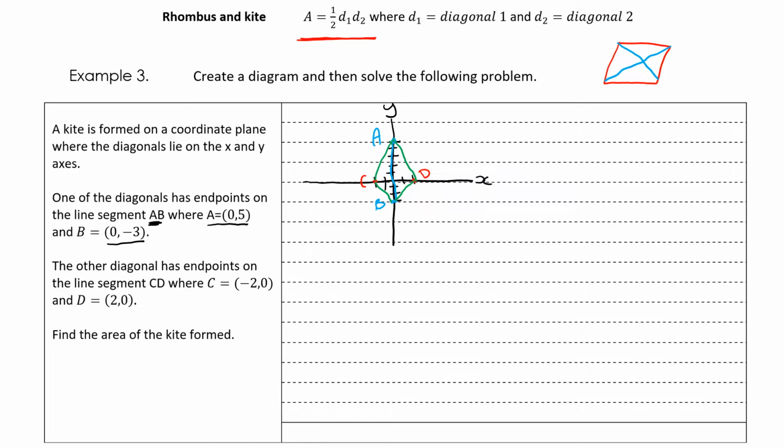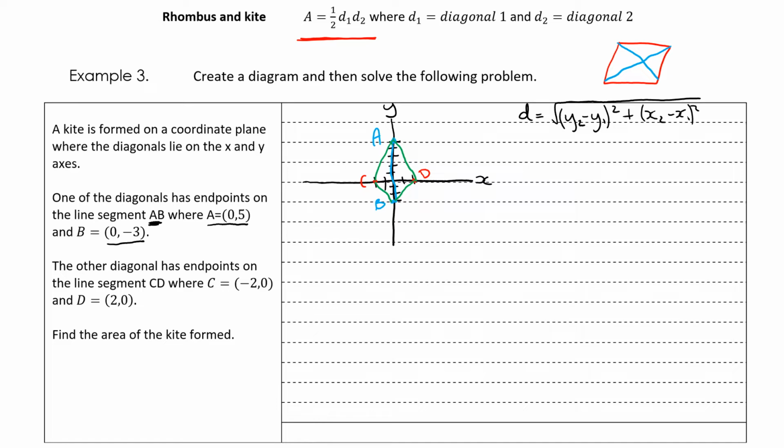Now you remember from our linear topic that we have a distance formula. Distance equals the square root of y2 minus y1 all squared plus x2 minus x1 all squared. Now that comes from Pythagoras' theorem. However, we really don't need to use that this time, because we can literally, from our diagram, just count the spaces.